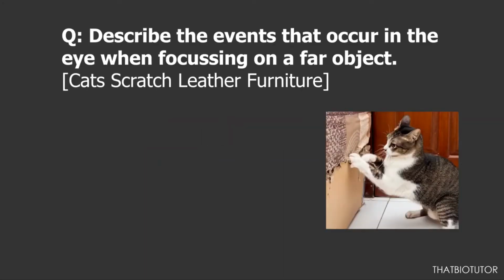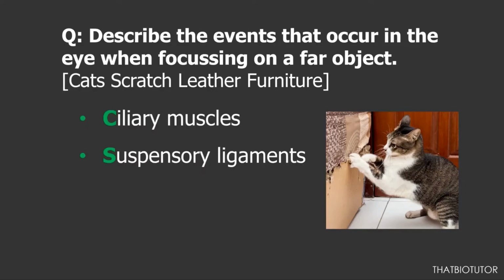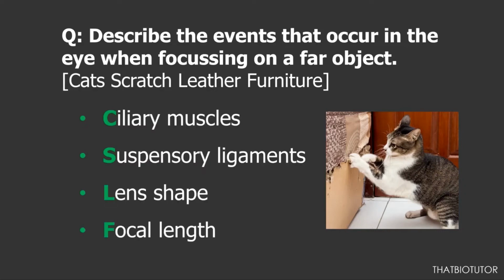Other than acronyms, we can also use mnemonics. Okay, and what are these? Let me show you some examples. So question: describe the events that occur in the eye when focusing on a far object. The mnemonic for this is cat, scratch, ladder, furniture. So we look at the first letter of each word. C stands for ciliary muscles, S suspensory ligaments, L is lens shape, and then F is focal length. So let's try and put this in an answer.